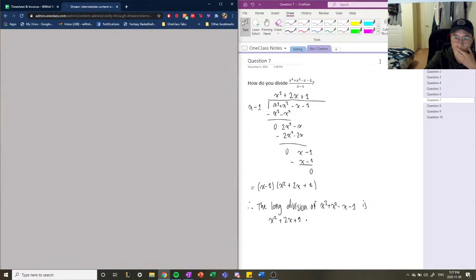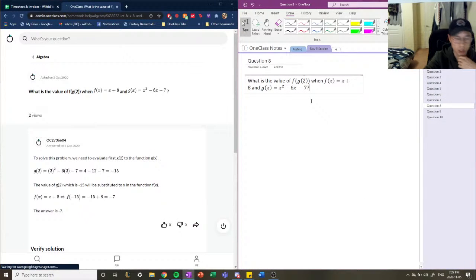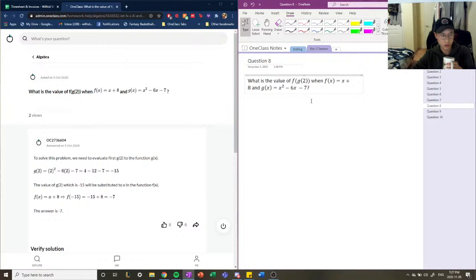All right, moving on. Question number 8. The question reads, what is the value of f of g of 2 when f of x equals x plus 8 and g of x equals x squared minus 6x minus 7? Let me talk about composition functions real quick, because that's a concept that is needed to understand this question.